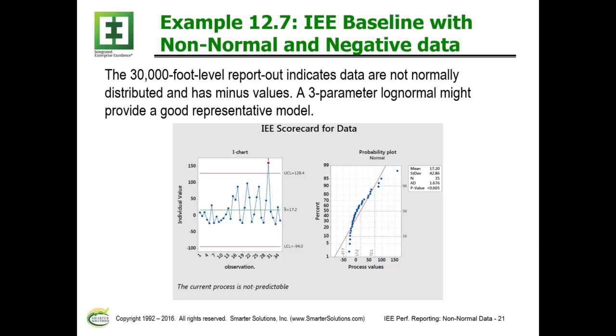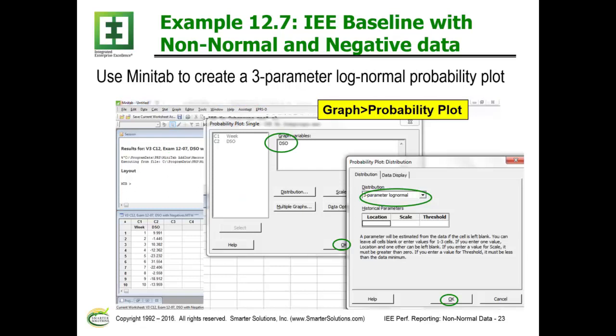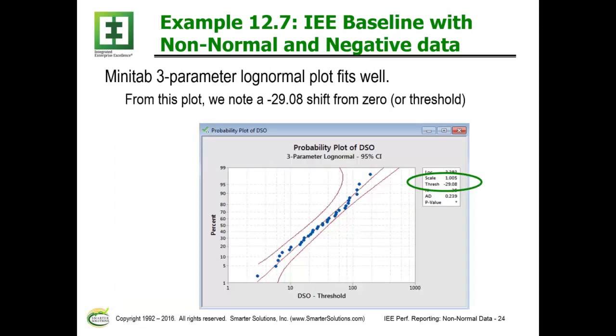Well, you notice now that it's got values below 0. It's also got a curvature to it. So log normal looks like it would fit, but unfortunately it's got values below 0. So if we did a probability plot of that, and we did a 3-parameter log normal, what we notice is it's got a threshold value of minus 29.